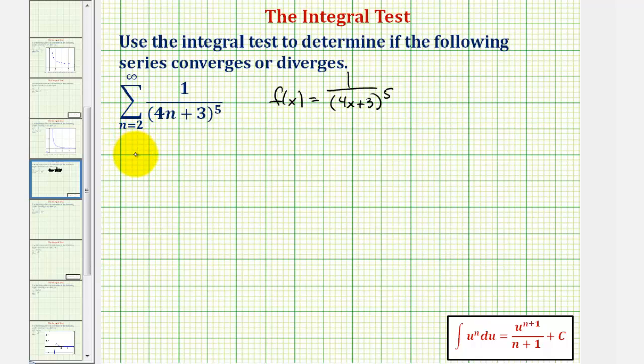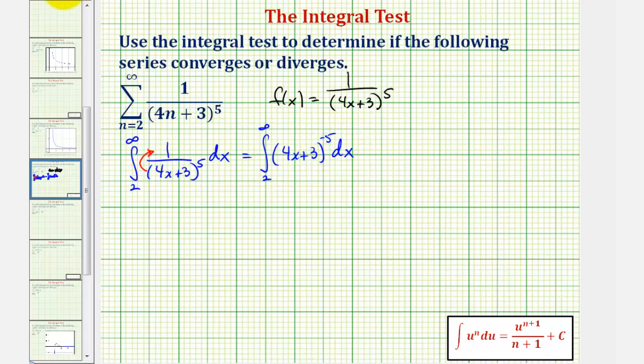So now we want to find the integral, again from 2 to infinity, of f of x integrated with respect to x, and determine if this converges or diverges. Let's rewrite this as the integral from 2 to infinity of, let's move this up to the numerator, which would change the sign of the exponent. This would be the quantity 4x plus 3 raised to the negative fifth.